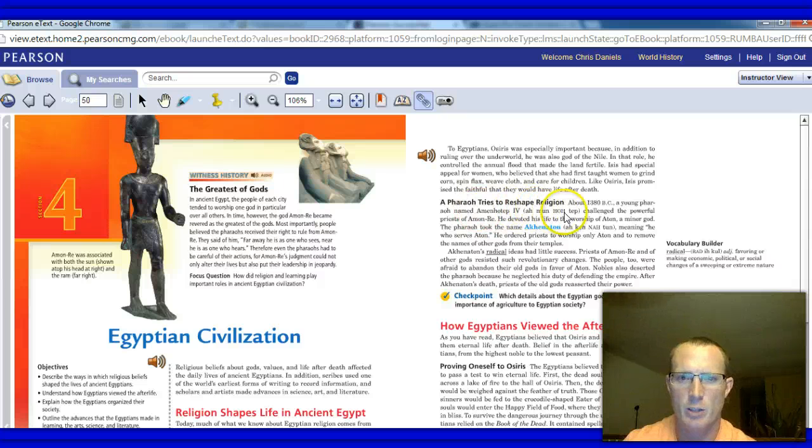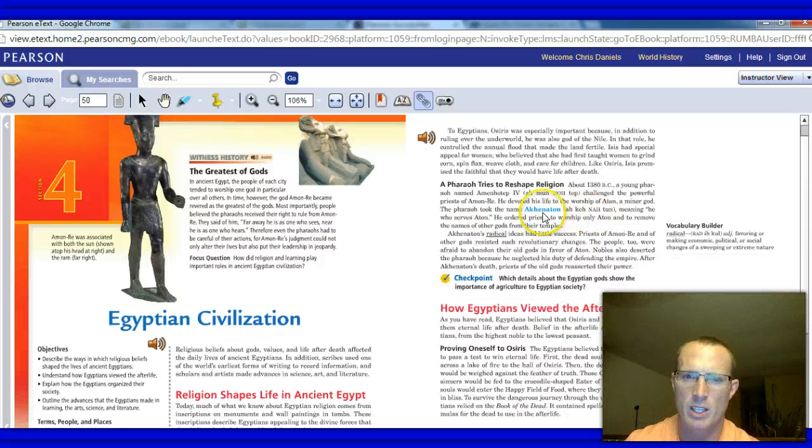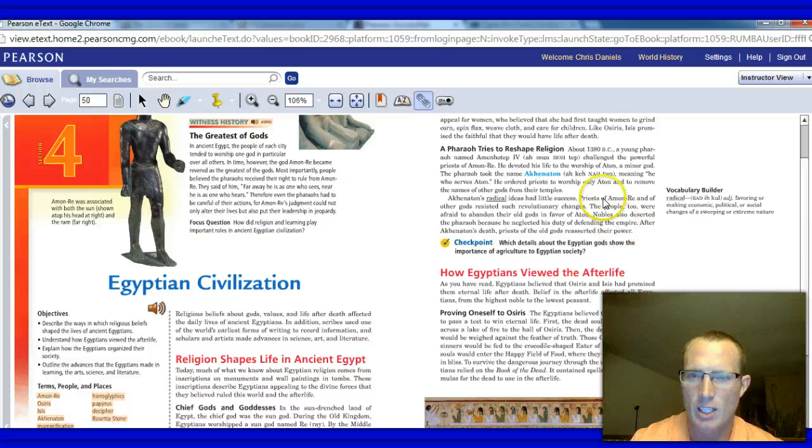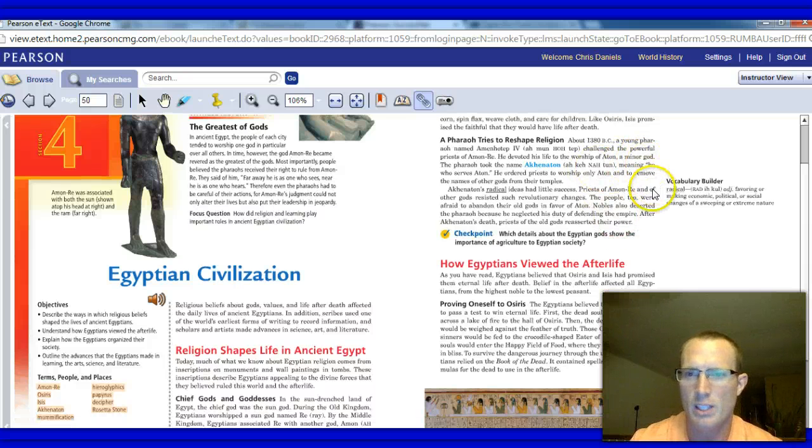Additionally, the pharaoh tries to reshape religion. Akhenaten actually becomes a heretic, one who has kind of outrageous views, and what he does is he tries to shift the focus from a polytheistic society to that of a monotheistic or somewhat monotheistic, with Ra being kind of the head god, and Aten being the minor god.